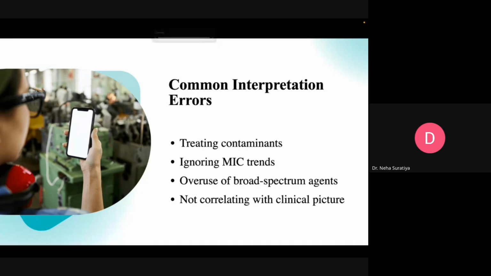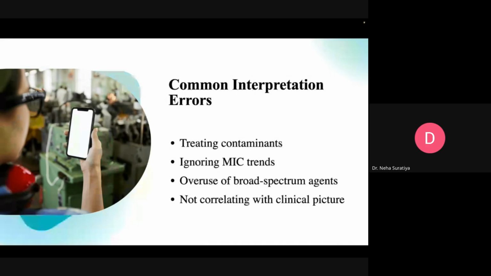And overuse of broad spectrum agents is also a very important error. And not correlating it with the clinical picture. As I earlier told you, we started this lecture with the chances of errors, so you must be aware that if your report does not match the clinical picture, reassurance is required.